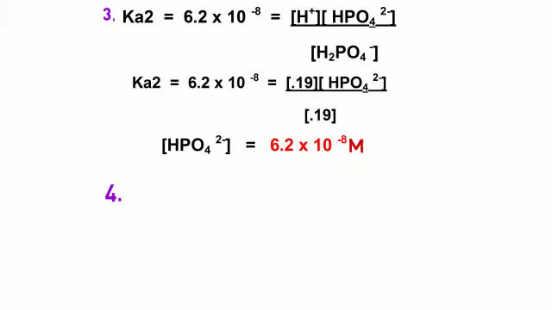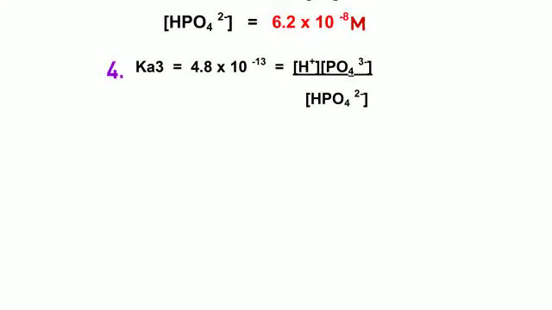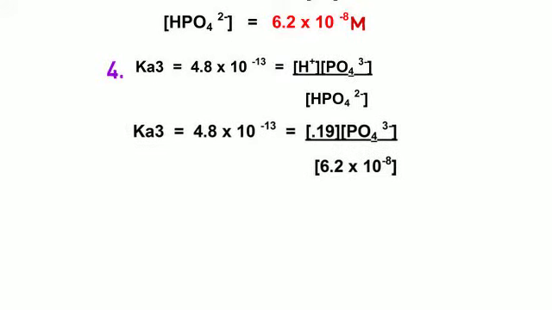Now the next one, you're going to do Ka3. Again, write out the expression, and there are two things here you know. Hydrogen ion is going to be that 0.19, and now we just solve for HPO4 2 negative, plug that in on the bottom. And now you're solving for the concentration of PO4 negative 3. It's kind of like a little puzzle. And there it is. So now you have solved for everything you need to solve for this.